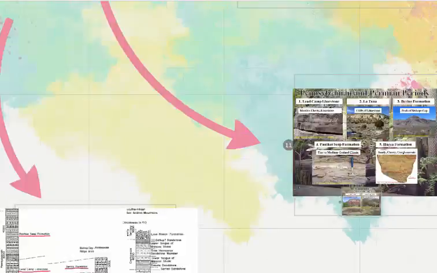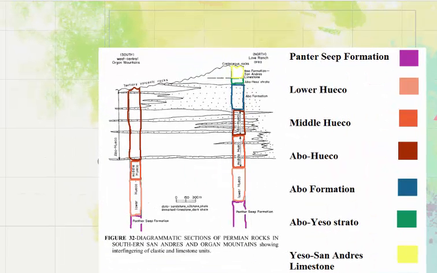Here we see the correlation of the Pennsylvanian and Permian formations, followed by a correlation of all the different formations that I discussed, starting with the Bliss Sandstone, ending in the Yeso San Andres. You can see at the very top that it is overlain by the first formation of the Cretaceous era.